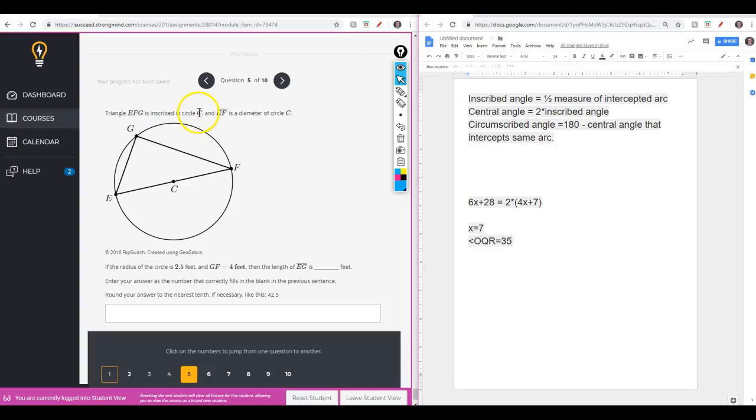Triangle EFG is inscribed in circle C, and segment EF is the diameter of circle C. If the radius of the circle is 2.5 feet, GF is 4 feet, then the length of EG is blank feet, and your answer correctly is the number that fills in the blank in the previous sentence.